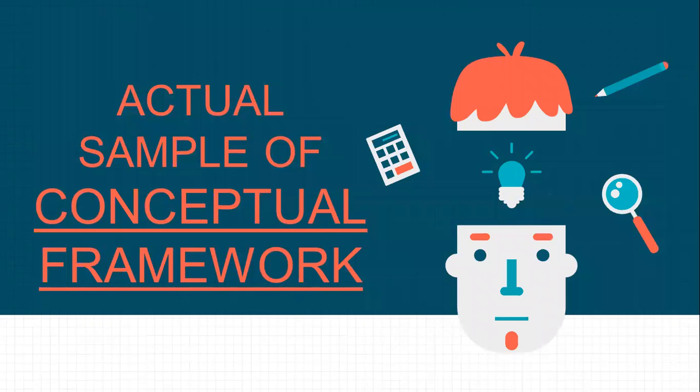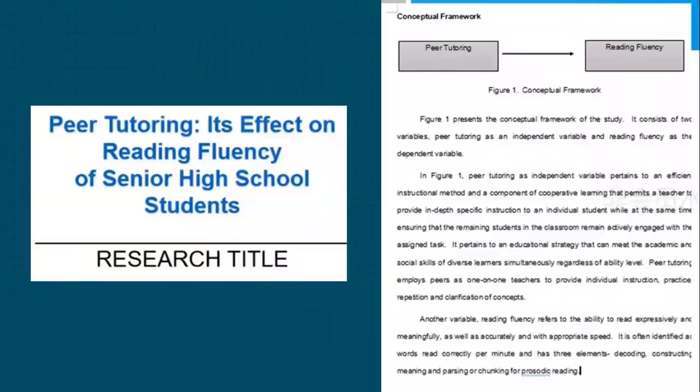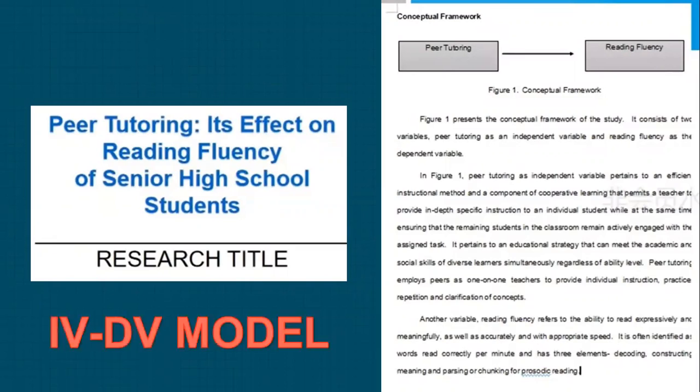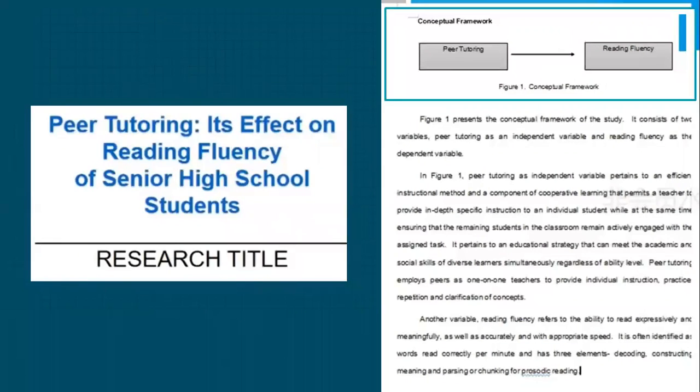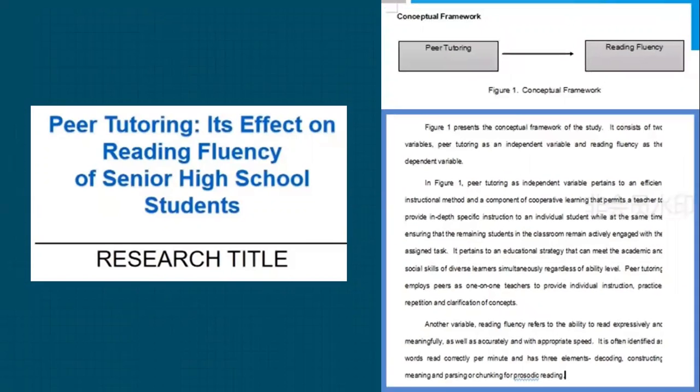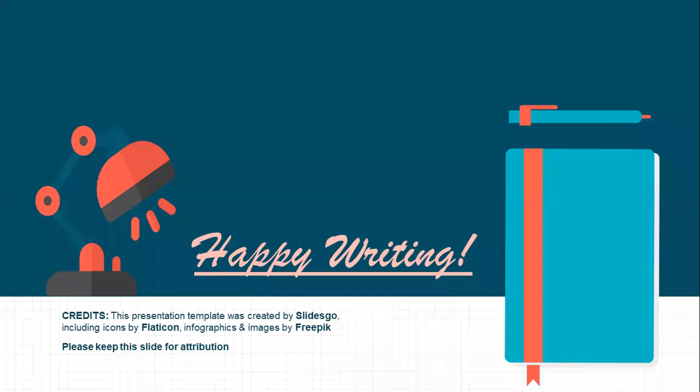We have also here the actual sample of conceptual framework. Note the following are not mine. These are not my work. We have here the research title. Yung kanina, peer tutoring, its effect on reading fluency of senior high school students, which is ito yung IV-DV model natin. We have here the model, and then here, the explanation in paragraphs.